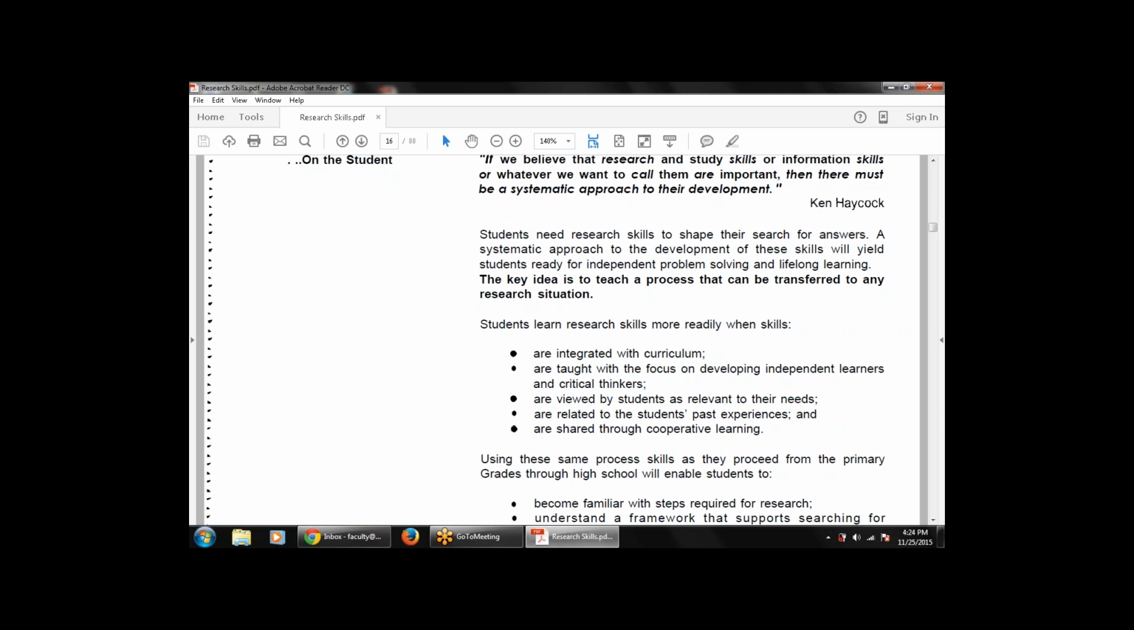So this is one of the important points. When the skills are related to the students' past experiences, that is, how they are using their past experience, and when they are shared through cooperative learning, that is also a main part of learning research skills. So students learn research skills when the skills are very important and are shared through cooperative learning.